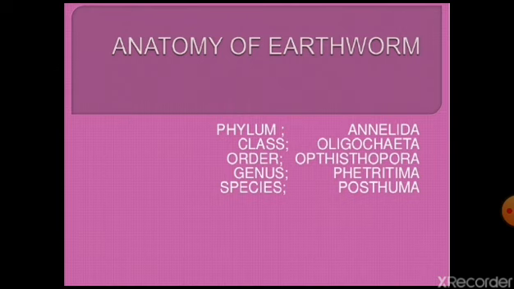First, we will begin with the classification of the earthworm. The earthworm is an invertebrate that belongs to phylum Annelida, class Oligochaeta, order Opisthopora, genus Pheretima, and species posthuma.